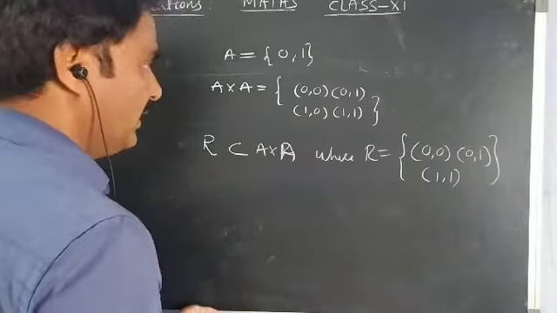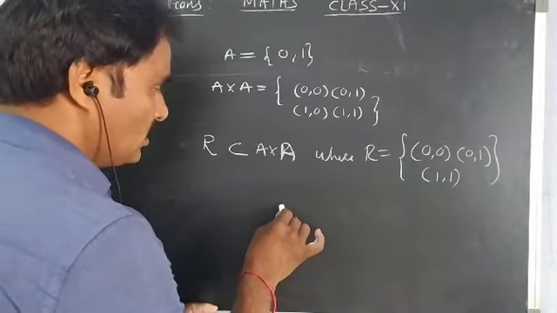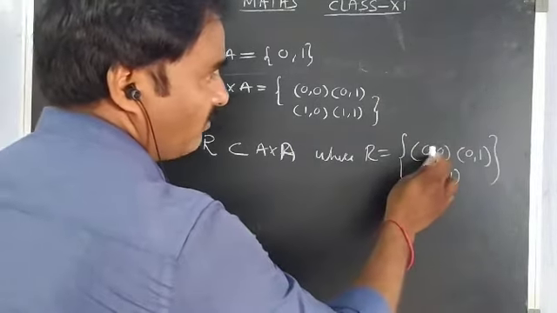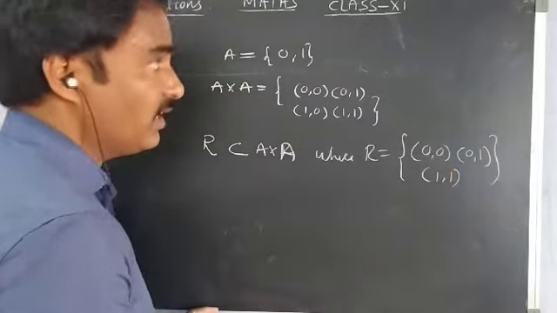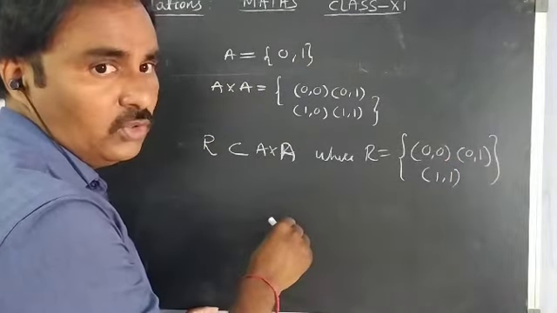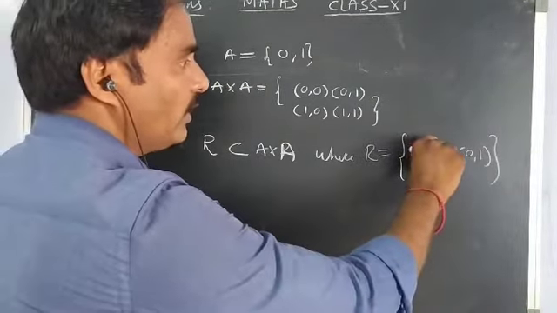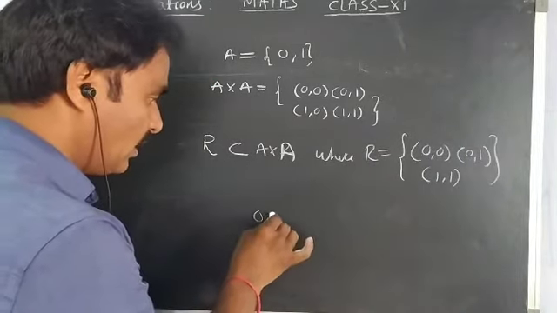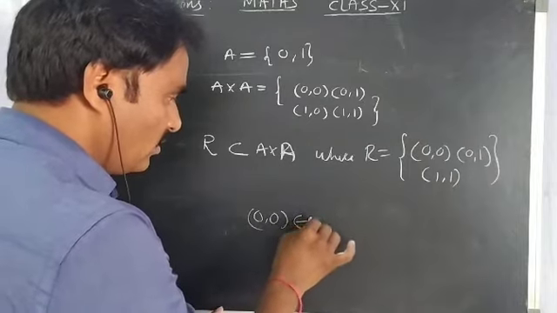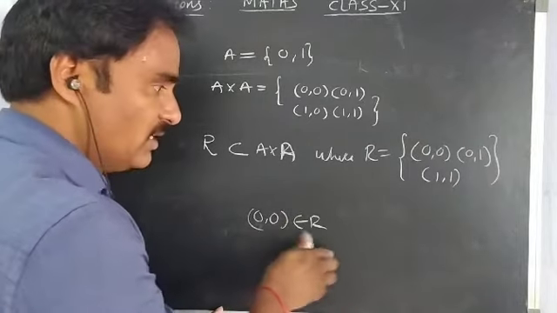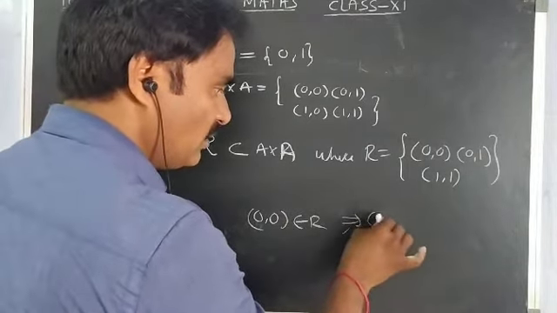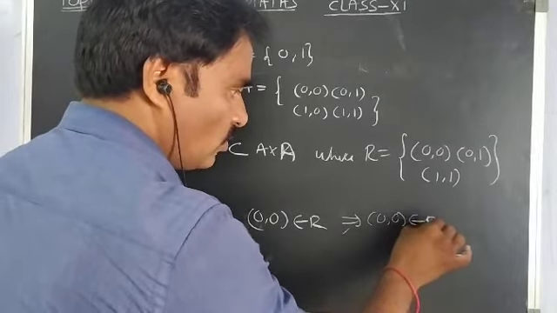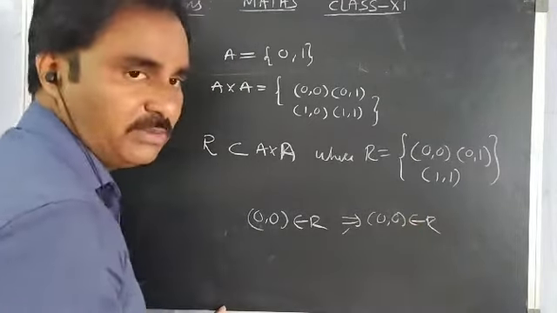Now for symmetric. For symmetric, we have to take one ordered pair from R. We are not taking an element from A. To check the symmetric condition, we have to take one ordered pair from R. I am taking one ordered pair from R. Interchange the elements. Again you will get 0, 0 belongs to R. Okay, this ordered pair satisfies the symmetric condition.